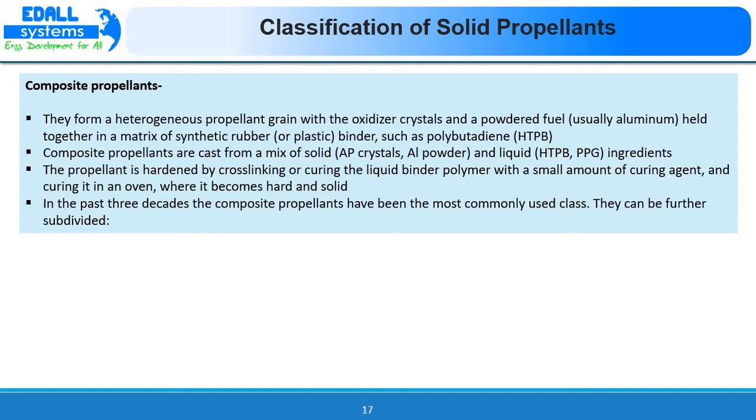Propellant is hardened by cross-linking or curing the liquid binder polymer with a small amount of curing agent and curing it in an oven where it becomes hard and solid. So for a certain set of chemicals, a curing agent is also required to cross-link or to solidify the binder polymer. In the last 3 decades, the composite propellants have been the most commonly used class. They can be further subdivided into 5 categories.